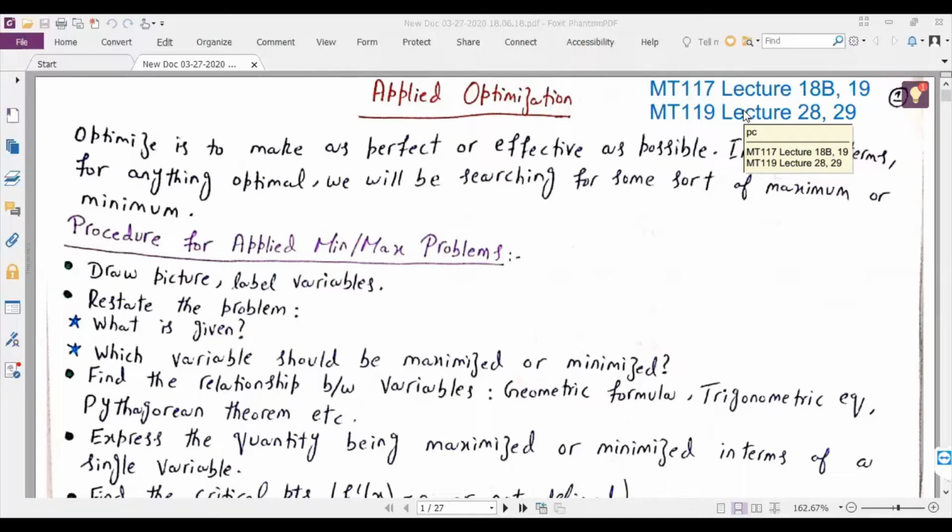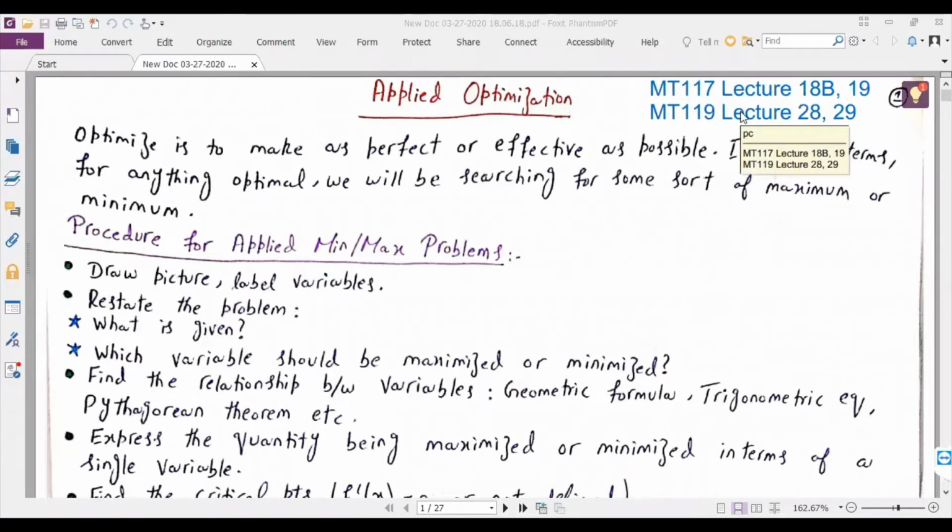Optimization, in its broadest sense, can be applied to solve any engineering problem, like design of aircraft for minimum weight, optimal trajectories for space missions, optimal design of electric networks, shortest routes, minimum processing time in production systems, optimal control, etc. So to optimize is to make as perfect or effective as possible. In calculus terms, for anything optimal, we will be searching for some sort of maximum or minimum.